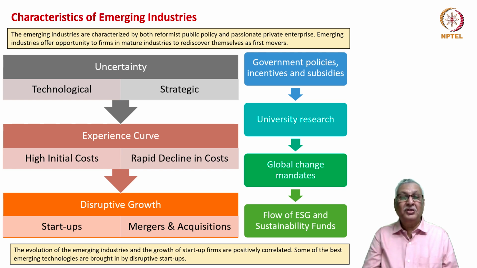The 4 factors that are going to support emerging industry development are the following: government policies, incentives and subsidies; university research, as many startups are based on university research; global change mandates; and finally, flow of ESG funds and sustainability funds. The emergence of new industries such as these and the growth of startup firms are positively correlated. Some of the best emerging technologies are brought in by disruptive startups.